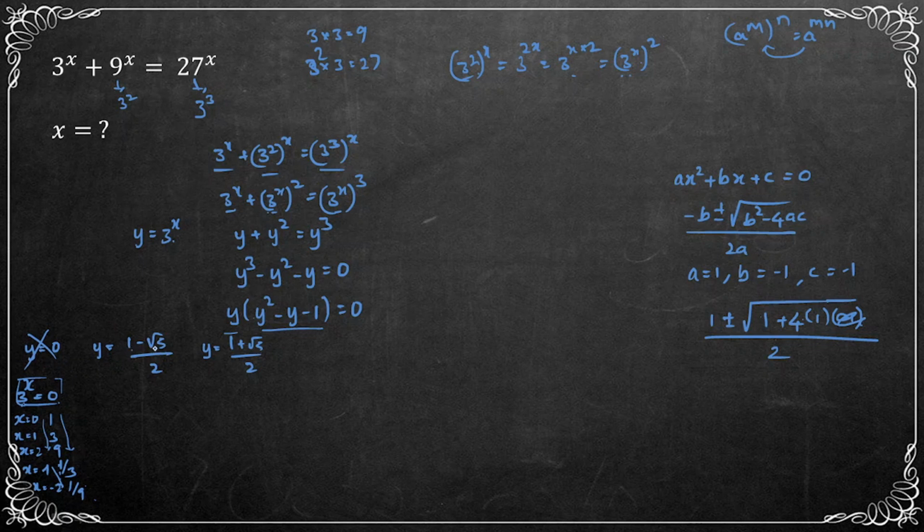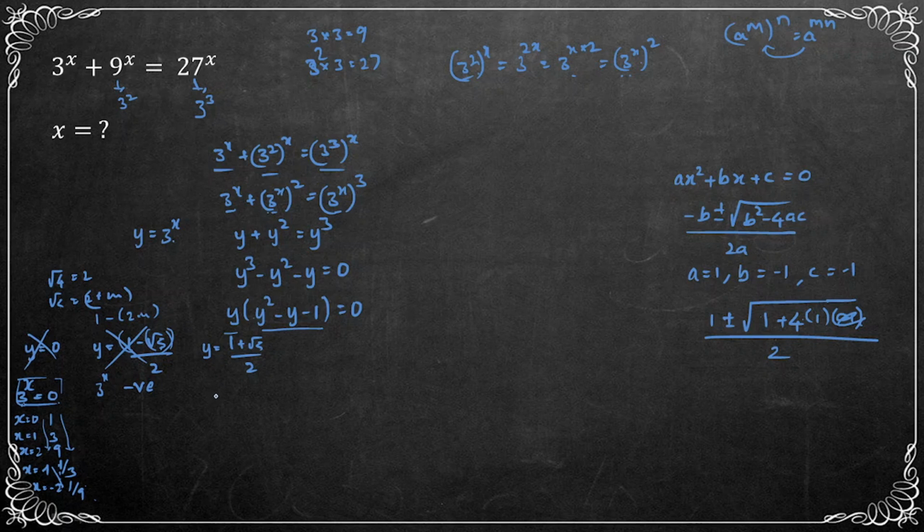Now if we see this, 1 minus root 5 by 2. Let us see the value of root 5. Since the value of root 4 is equal to 2, root 5 should be 2 plus something, right? So 1 minus 2 plus something is negative. This is a negative value. So 3 power x can never be negative. So this is also not an acceptable solution. This is a positive value. So 3 power x equal to this is a possible answer.